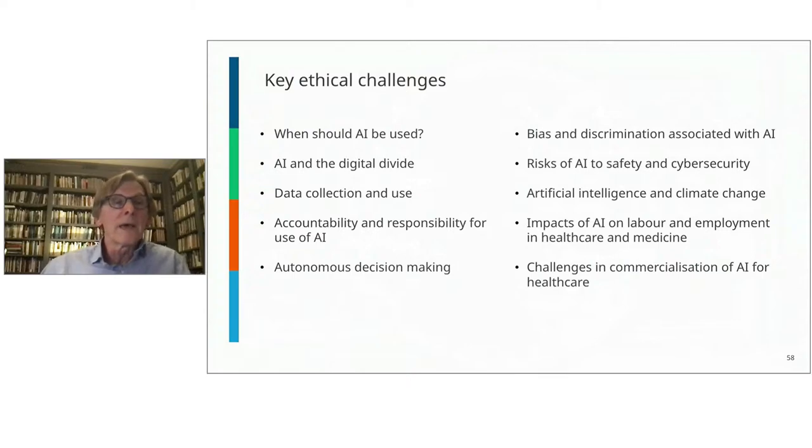So we identified the following ethical challenges. When should AI be used? AI and the digital divide. Data collection and use was also mentioned and discussed in the previous sections of your event. Accountability and responsibility for the use of AI, autonomous decision-making, and what it does to human responsibility and the ability to take responsibility, both by receivers of care and the medical staff involved. Biases and discrimination, of course, a widely discussed topic. Risks and safety and security, cybersecurity, artificial intelligence and sustainability issues, impacts on the labor market and employment in healthcare and medicine, and challenges in commercialization of AI in healthcare.